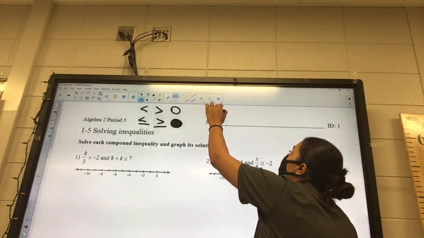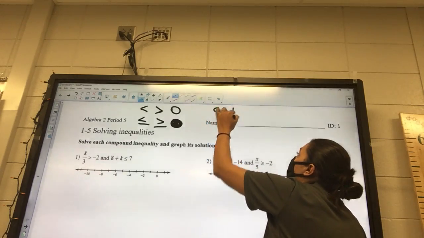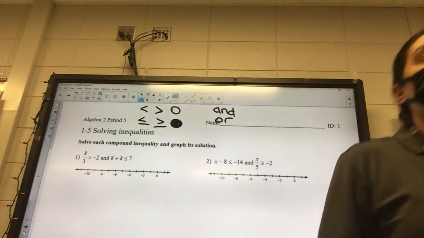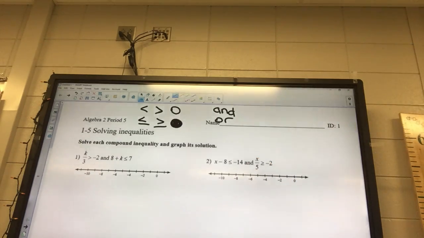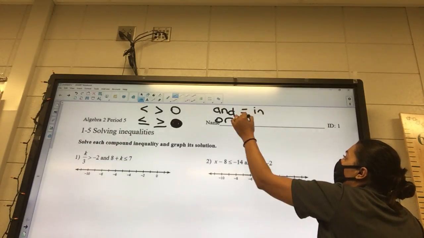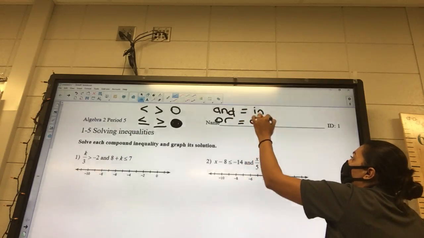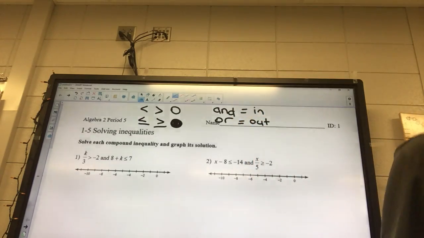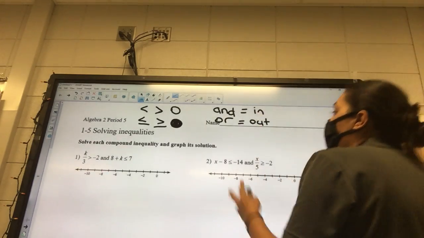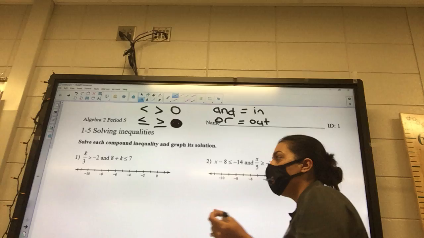The other notes that you're going to need, okay, there's and or. And if you look on your page, like 1 and 2 are obviously ands. The bottom parts are ors. You'll see this as we go along, but ands go in and ors go out. I know that doesn't really make sense to you yet. It will. The whole goal here with inequalities in general is to get the variable by itself.